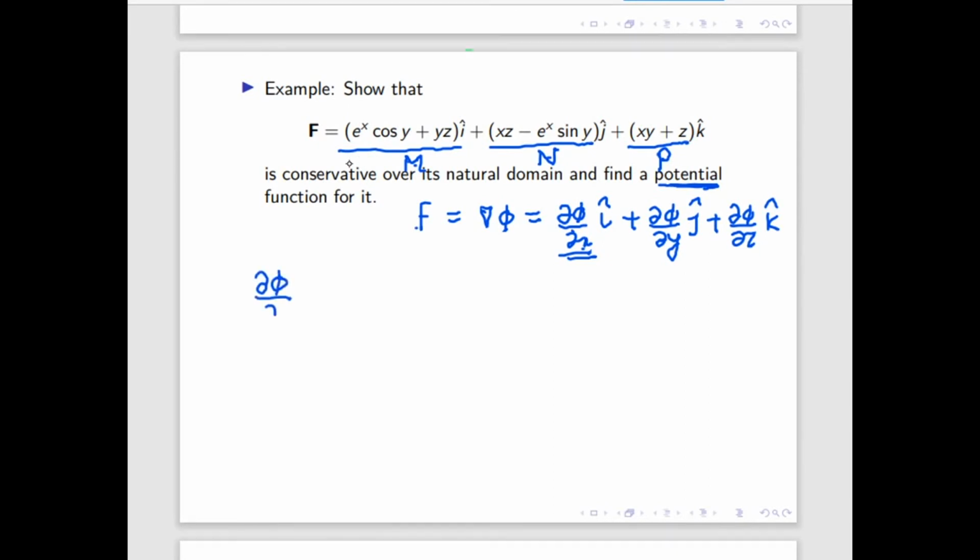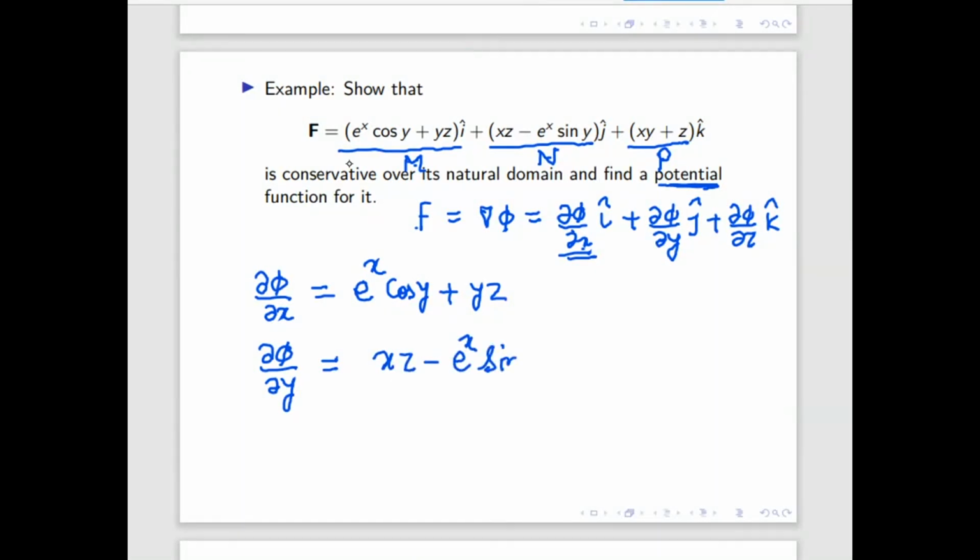So del phi by del x will be m, that is e to the power x cos y plus yz. This is del phi by del x. Similarly, after comparing del phi by del y on both sides, it will be xz minus e to the power x sin y, the y component, and this one will give the z component, xy plus z.